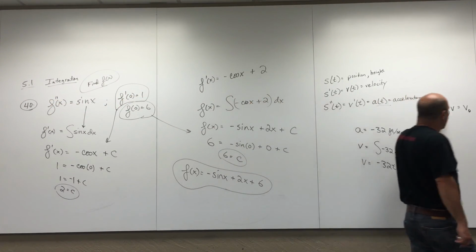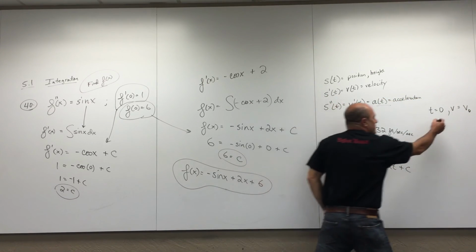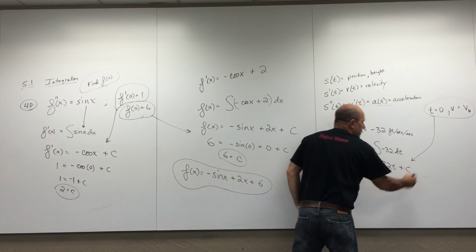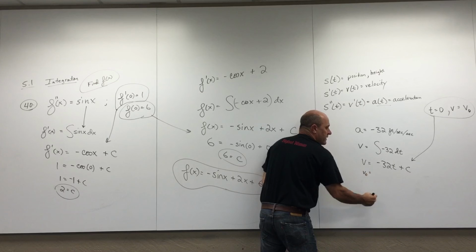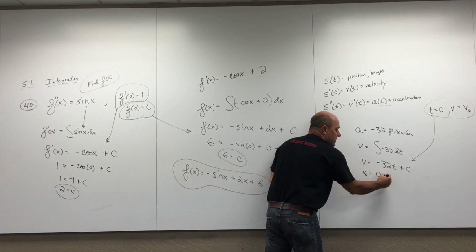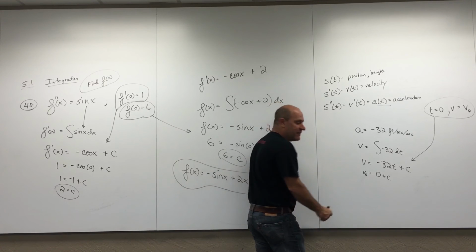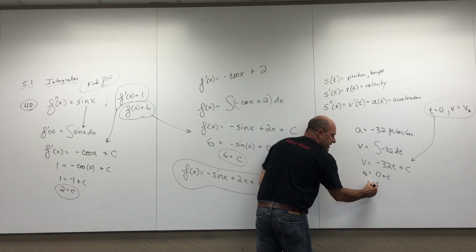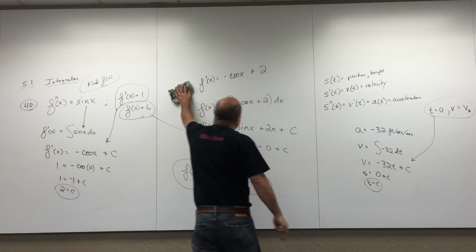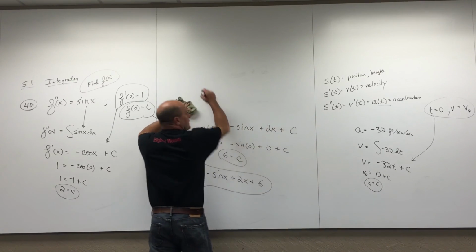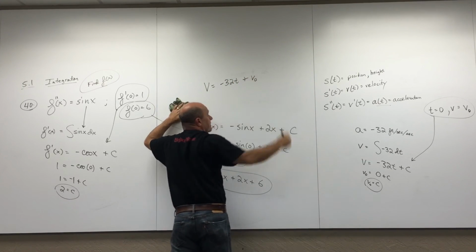When t is 0, v is v naught. When you insert that piece of information, the v becomes v naught, and the t is 0, so what does C turn into? C is your v naught. So your velocity equation is negative 32t plus v naught.